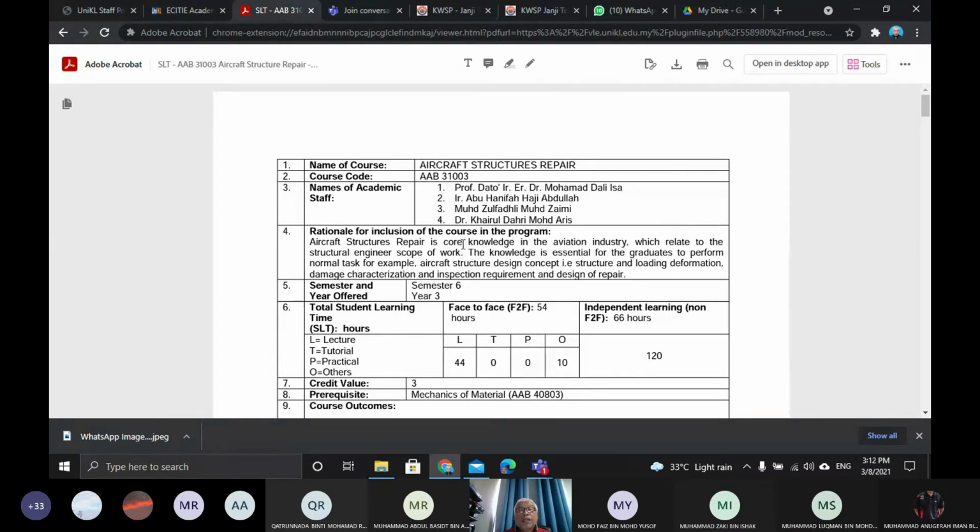If you have taken your mechanics of material, one of the important aspects of what you need to learn in mechanics of material is calculating the factor of safety.